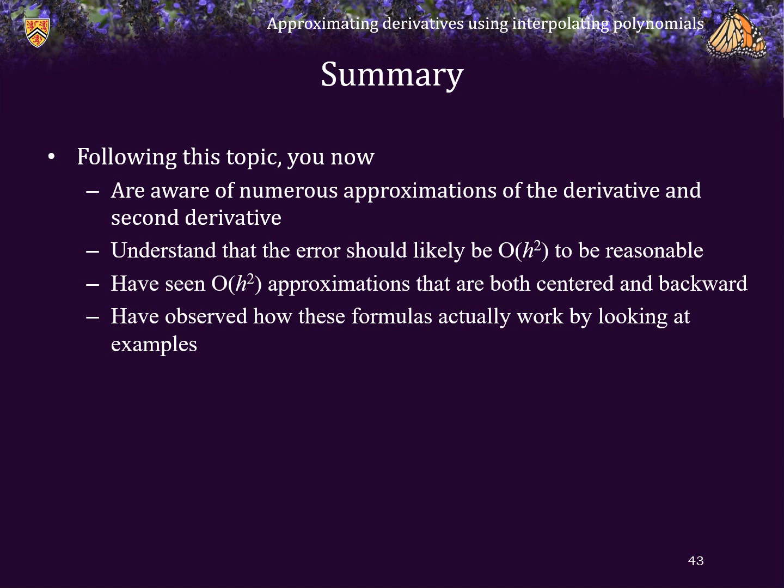And finally, you have observed how these formulas actually work by looking at examples where we do indeed continually divide h by 2 and observe that the error does go down by either a factor of 2 or a factor of 4, depending on whether it is order h or order h squared, respectively.